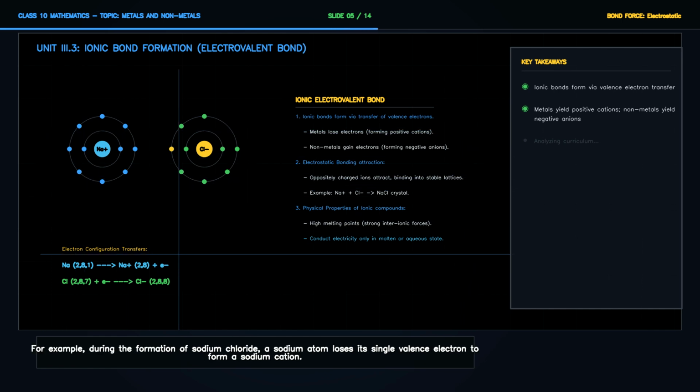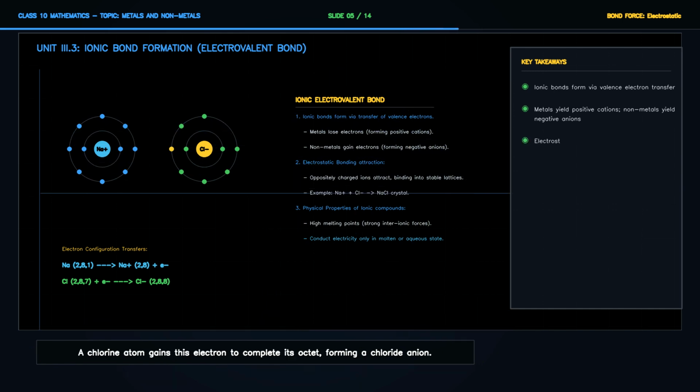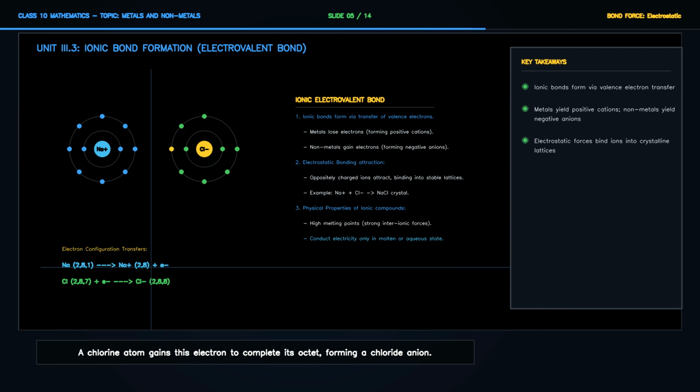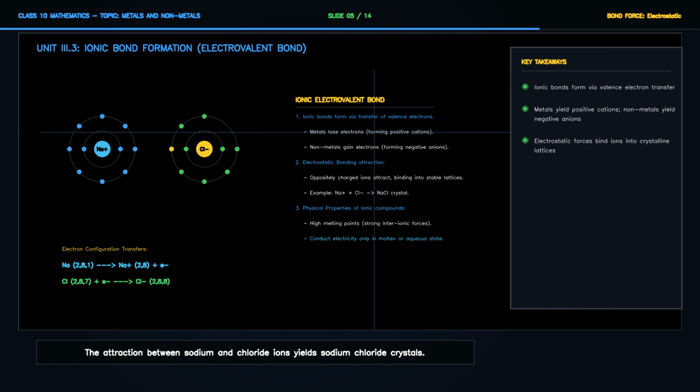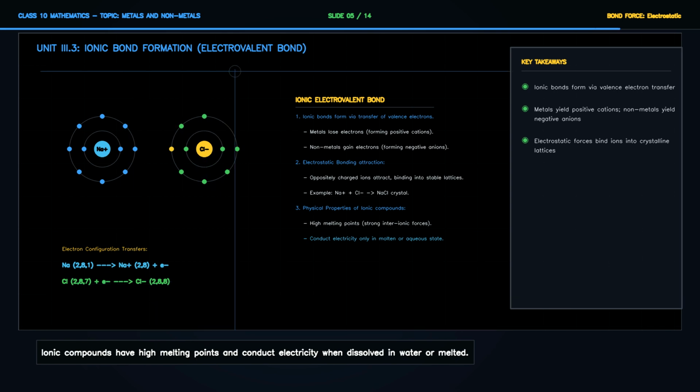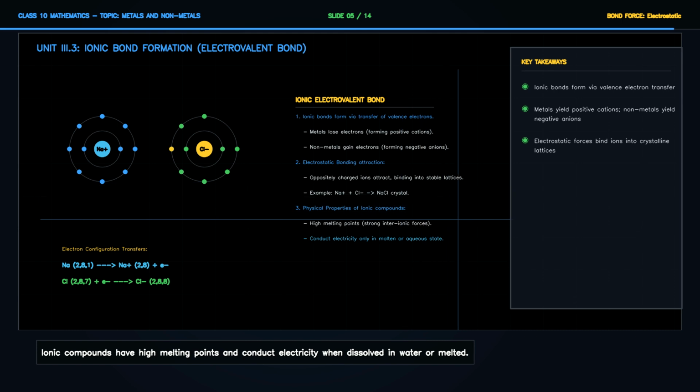For example, during the formation of sodium chloride, a sodium atom loses its single valence electron to form a sodium cation. A chlorine atom gains this electron to complete its octet, forming a chloride anion. The attraction between sodium and chloride ions yields sodium chloride crystals. Ionic compounds have high melting points and conduct electricity when dissolved in water or melted.